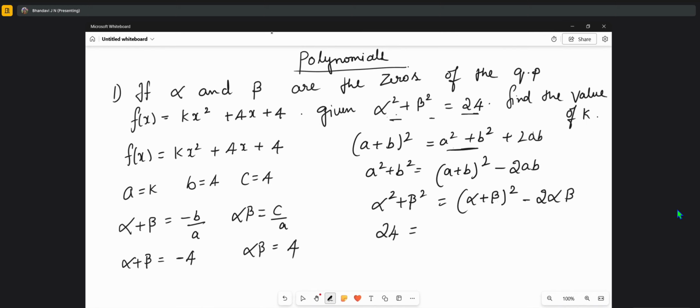This is k, no? Okay, k. See, a is equal to k, right? So minus 4 by k, alpha into beta is 4 by k. Now, alpha square plus beta square is 24. Alpha plus beta whole square will be what here? It is equal to minus 4 by k whole square minus 2 into alpha into beta, which is 4 by k. Now try to simplify. Write down this.